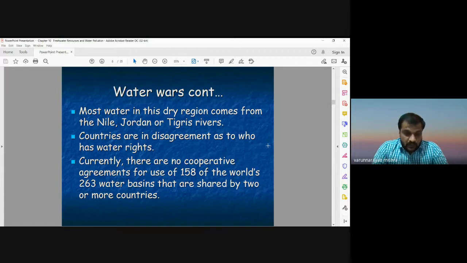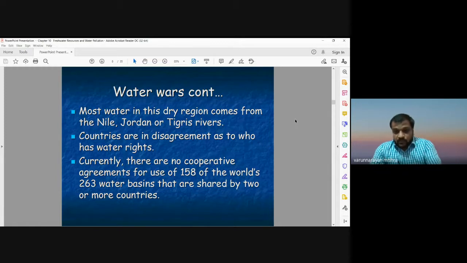There are water basins in the world, and those water basins are distributed between two or more countries. So there is always a conflict between different countries about who has the right to use the water of that basin, who has the right to the water of that river. That conflict may come in the form of war in the near future, because each and every person needs water for their daily use, but water resources are shrinking. The availability of water resources is shrinking day by day in comparison to the high growth rate of the population.